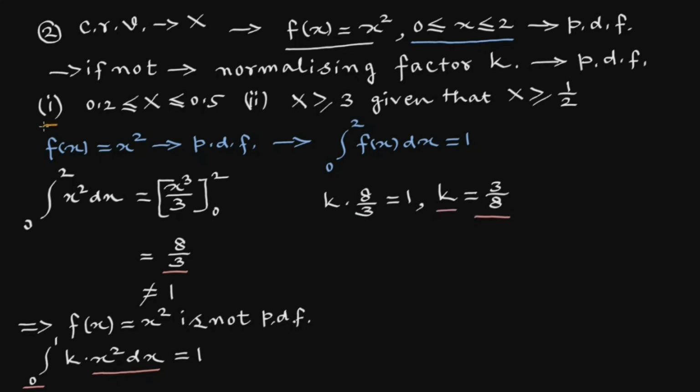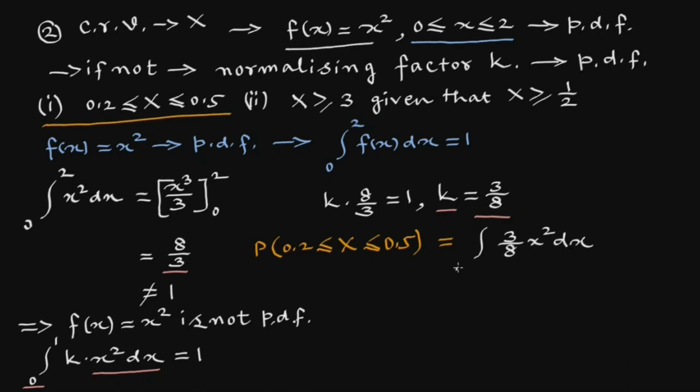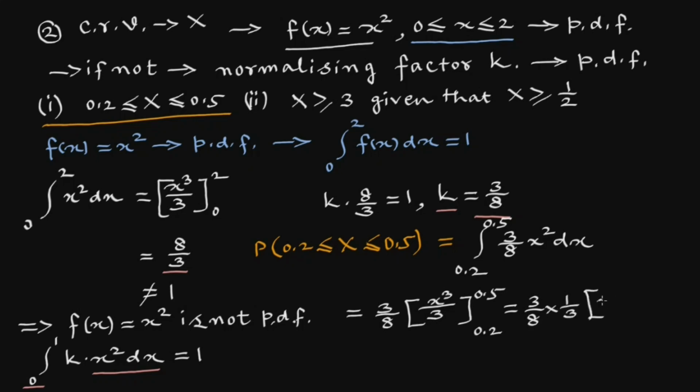Now the first probability is the integral of 3 upon 8 x square dx from 0.2 to 0.5, which will be 3 upon 8 into x cube upon 3 from 0.2 to 0.5, that is 3 upon 8 into 1 upon 3 into 0.5 cube minus 0.2 cube. This calculation works out to 0.0123. So this is the probability, 0.0123.